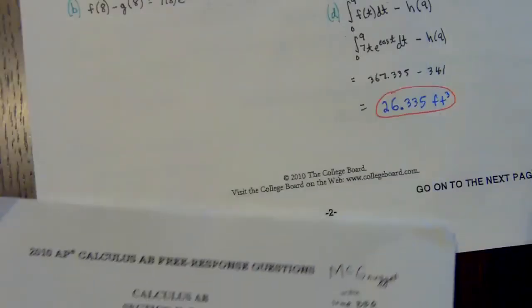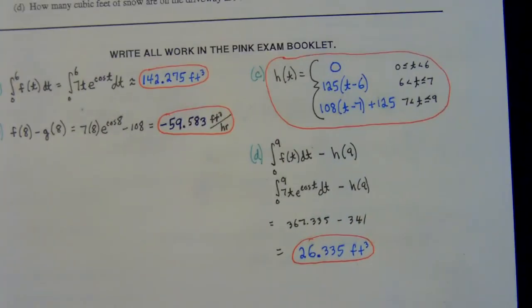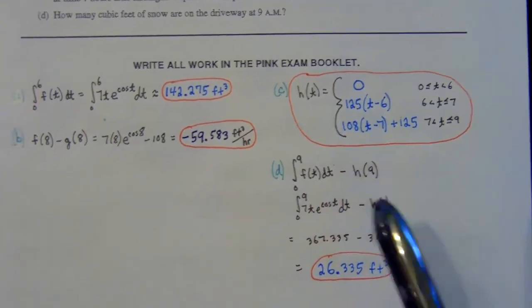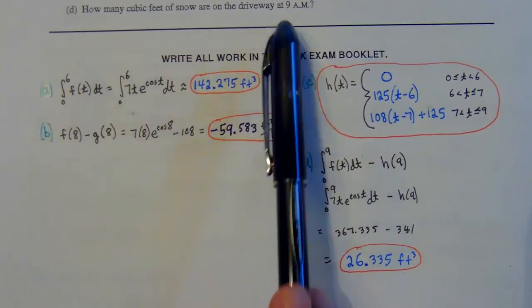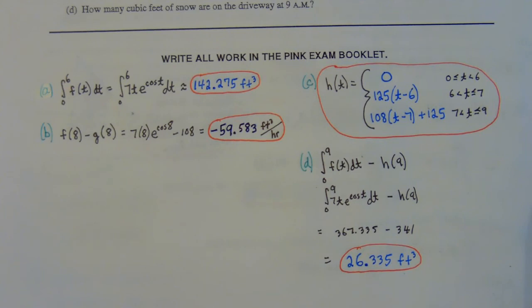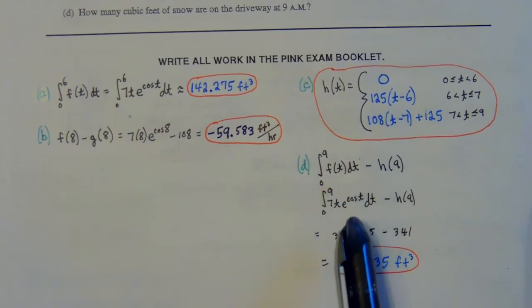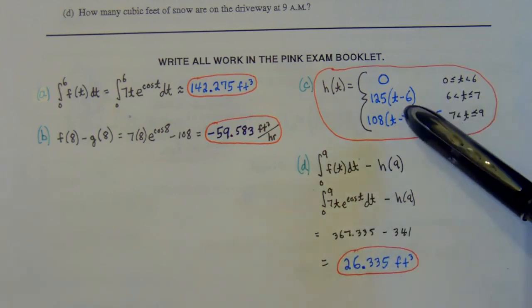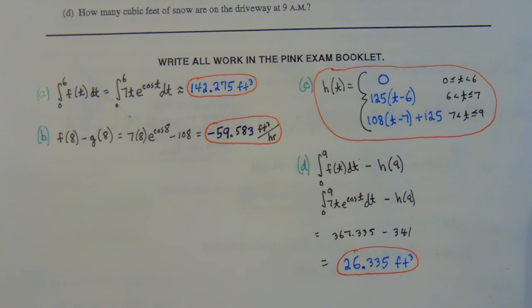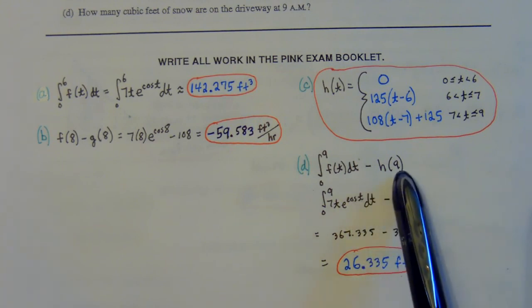And then the rest of that problem, I thought was pretty normal. I thought letter C was the toughest part. Then letter D says, how many cubic feet of snow are in the driveway at 9 a.m.? So at 9 a.m., you're going to integrate between 0 and 9. That'll give you how much snow fell in the driveway in those 9 hours. And then the h of 9 represents how much total snow she should remove during those 9 hours. So you're going to subtract out h of 9.